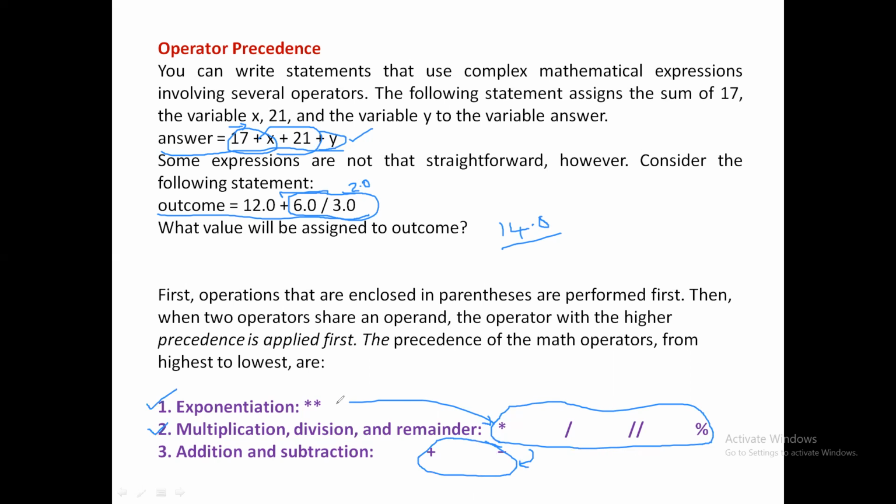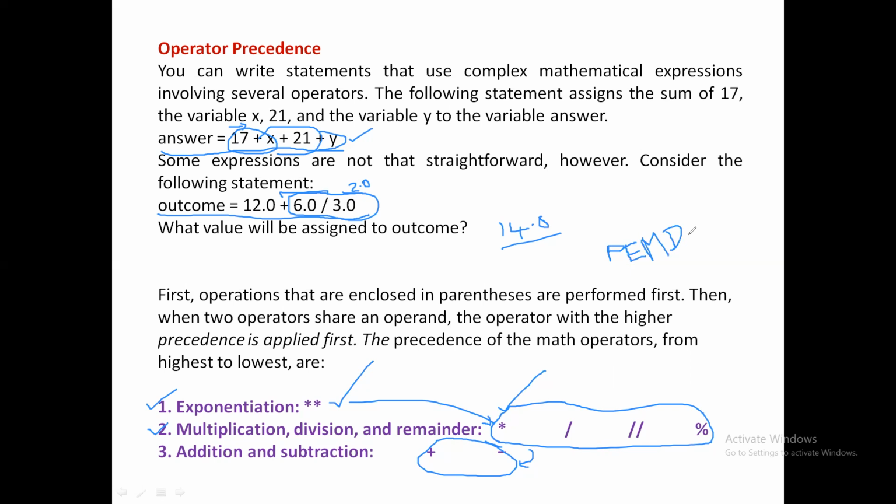So highest precedence goes to exponentiation, next highest goes to multiplication, division, and remainder. Least precedence level of arithmetic operators is plus and minus. And Python uses a rule for evaluating arithmetic operations that is called PEMDAS. So remember this name, PEMDAS.